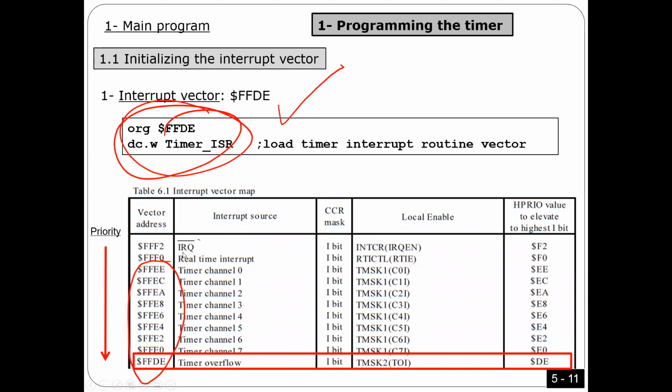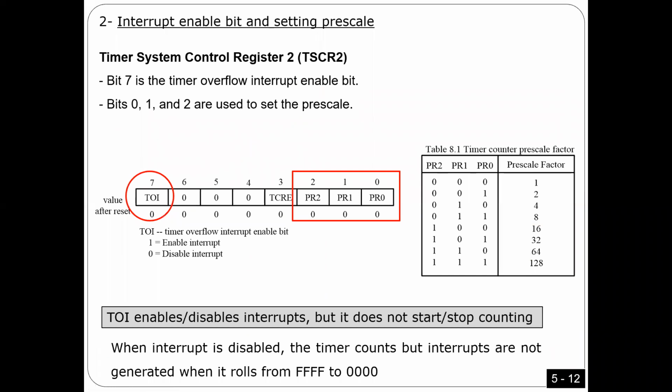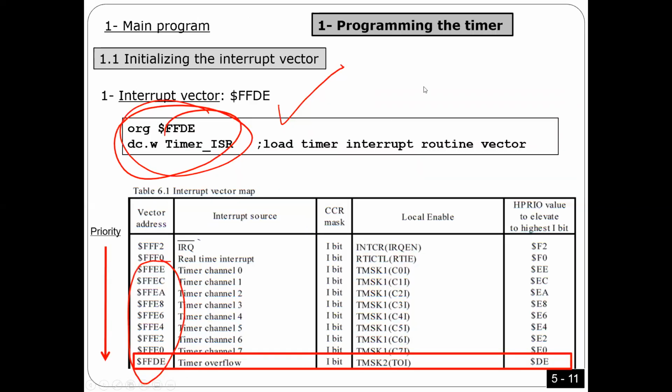When we programmed IRQ, I used this value. When I programmed RTI, I used this value. When you program timer channels, you have to use this value. So again, on this slide, nothing is new. Similar to what we did in IRQ and RTI, but you just have to use this number here. Okay, guys, this is number one, you have to do it for any interrupt, right?